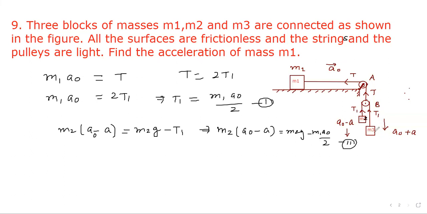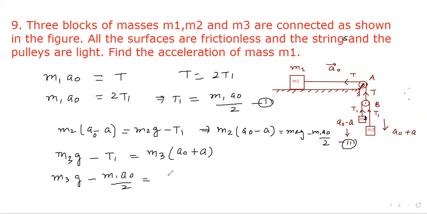Now we consider the motion of block M3. So M3 g is acting downward, and tension is acting upward, and net motion is downward. So M3 times a0 plus a. We put the value of T1 here also. So this will become M3 g minus M1 a0 divided by 2 equal to M3 times a0 plus a. This is equation number 3.